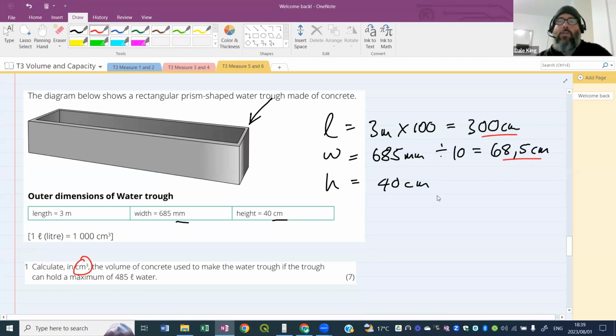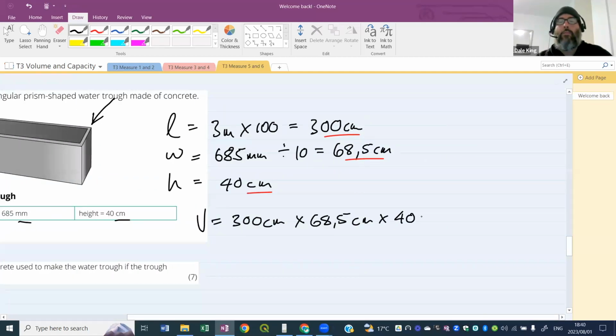Kagiso is changing everything to centimeters first. Good. What do I do now? You multiply all of them and it's going to give you 822,000. Yes. All right.